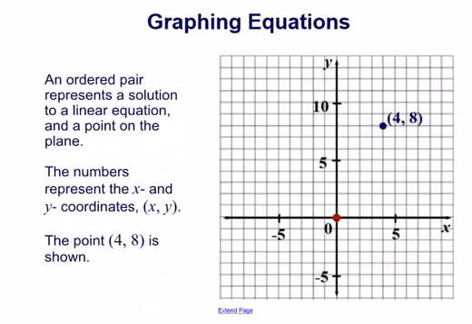An ordered pair represents a solution to a linear equation and a point on the plane. The numbers represent the x and y coordinates, where you see in parentheses (x, y). So x always comes first and then is followed by y. And it matches alphabetical order, so it's very easy to remember. So here we have the point (4, 8) shown on the Cartesian plane. That means you're moving 4 on the x-axis and 8 up on the y-axis.